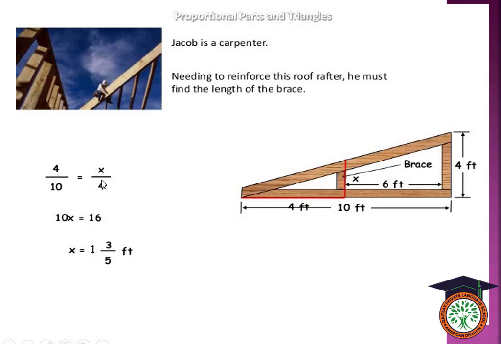We can find the value of x by using cross multiplication. So here 10 times x equals 10x, and 4 times 4 equals 16. Of course, by dividing by 10 both sides, the value of x equals 1 and 3 over 5 feet. So the length of the brace here equals 1 and 3 over 5.